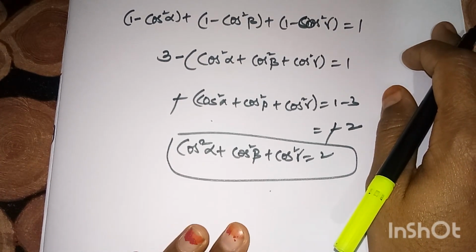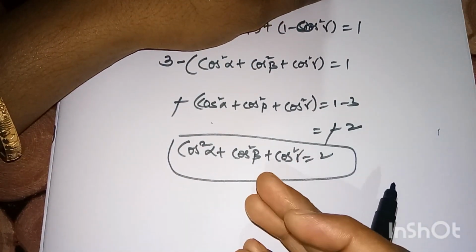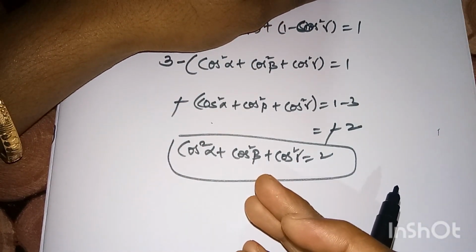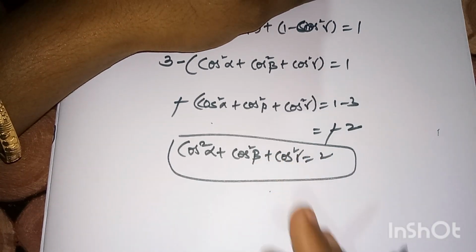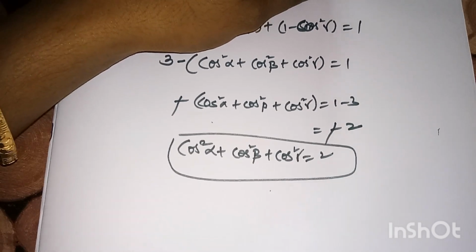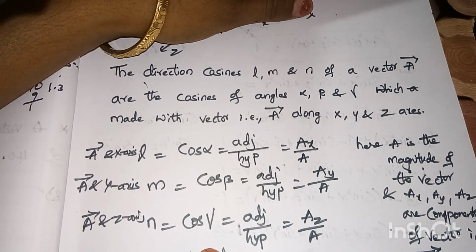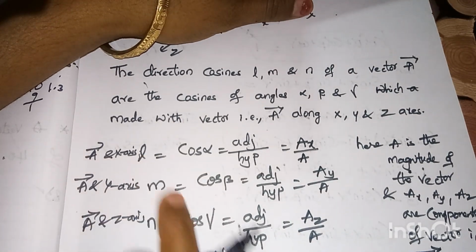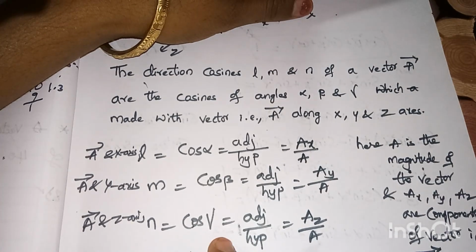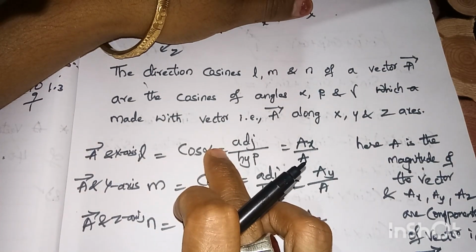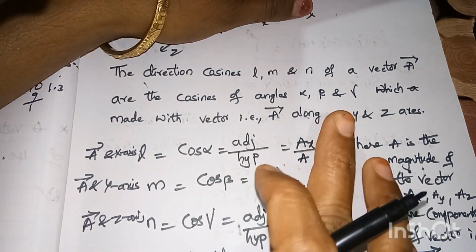Just remember that with the help of angle alpha, you can find the angle for the x-axis. With the angle beta, you can find the angle for the y-axis, and with the help of gamma, you can find the angle for the z-axis. So cos alpha, cos beta and cos gamma are the direction cosines, that is L, M, N. L means cos alpha, M means cos beta and N means cos gamma. These are the direction cosines for the x, y, z axes with the vector a bar.